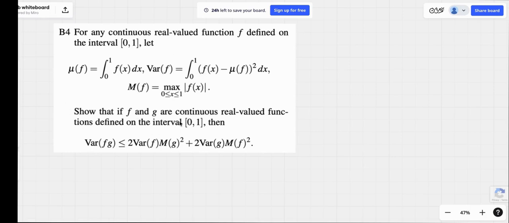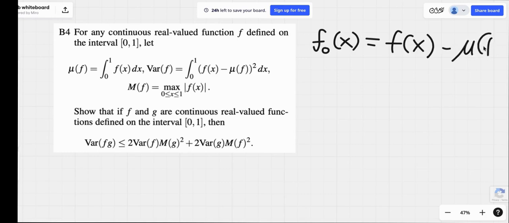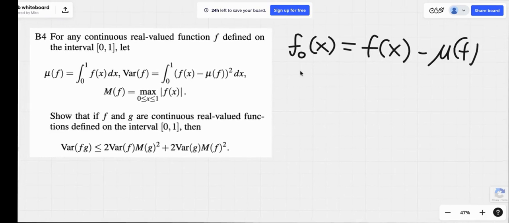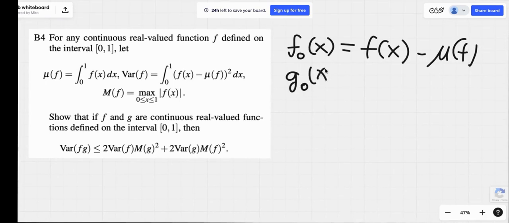then we need to show from this supposition that if f and g are continuous real valued functions, then this inequality, which I'm not even going to attempt to say out loud, holds, right? So how we'll start is we'll define some dummy functions f naught and g naught. So let's let f naught of x equal f of x minus mu of f, and then let's let g naught of x equal g of x minus mu of g.